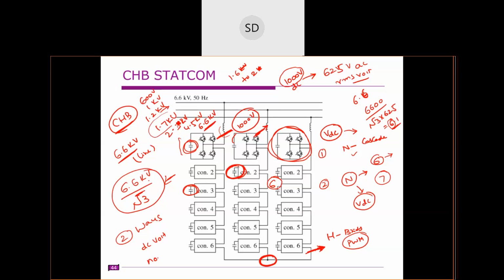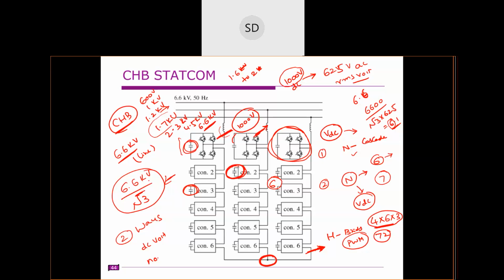So the best switch we can consider is 1.7 kV. Clear? If we select 1000 volts as the DC voltage of each capacitor or each DC source, we need to select a switch rating of 1.7 kV. And how many such switches are required? Each H bridge requires 4, multiplied by the number of H bridges in cascade, that is 6, and then for 3 phases, so around 72 switches are required.